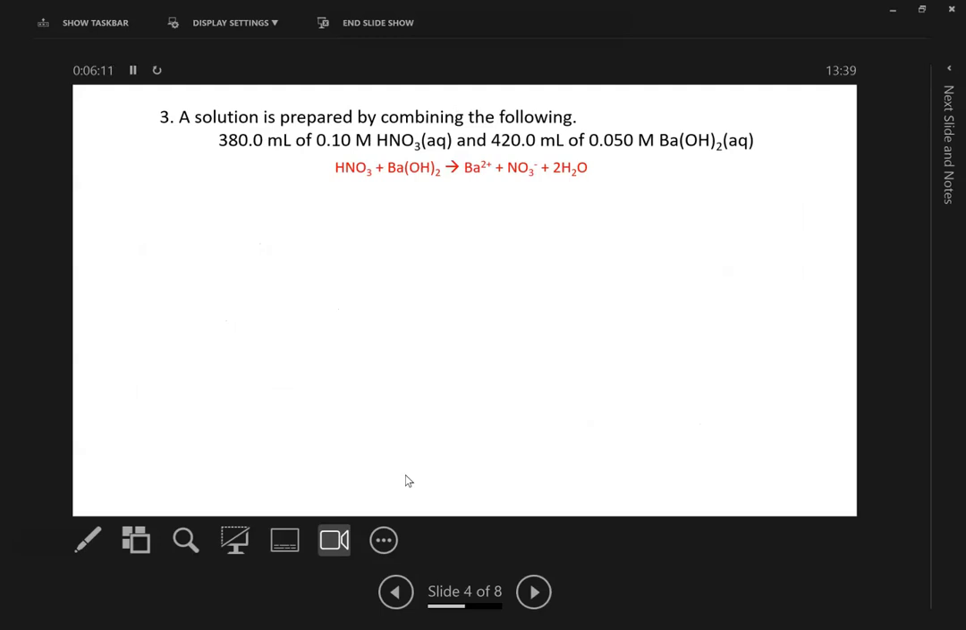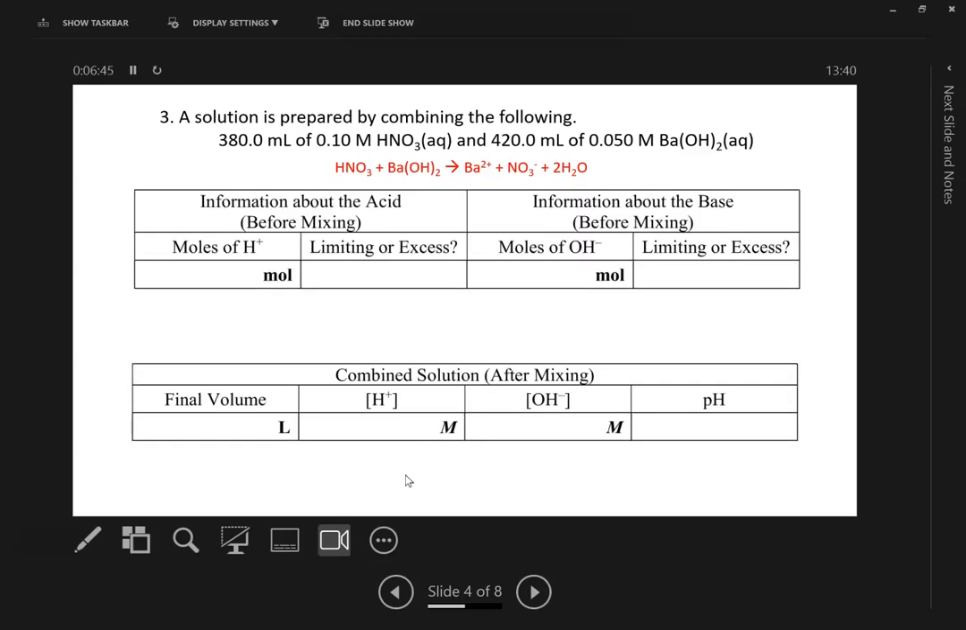Now, the last part of this first video will be similar, slightly different. There's one little twist on this. We have 380 milliliters of 0.1 molar HNO3, which we recognize as a strong acid, and 420 milliliters of 0.05 molar barium hydroxide, which we recognize as a strong base. But in this problem, the barium hydroxide gives 2 moles of hydroxide for every mole of barium hydroxide. That's going to affect the way we do this problem only a little.